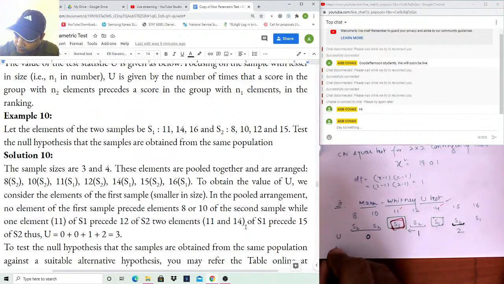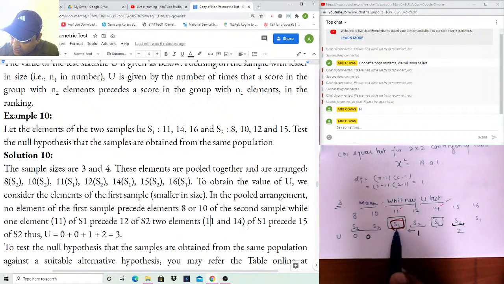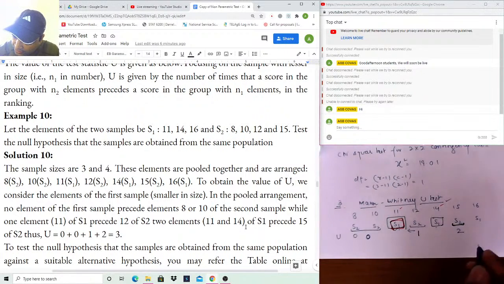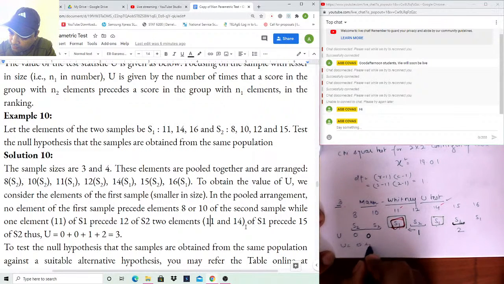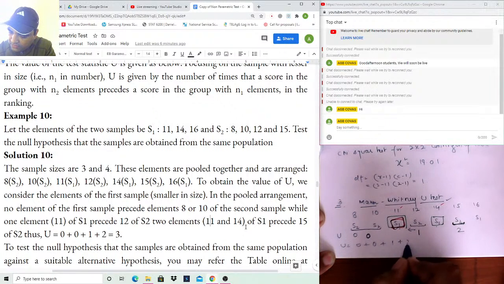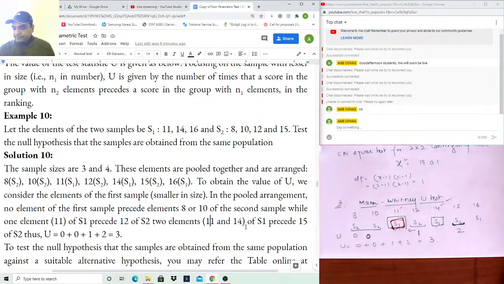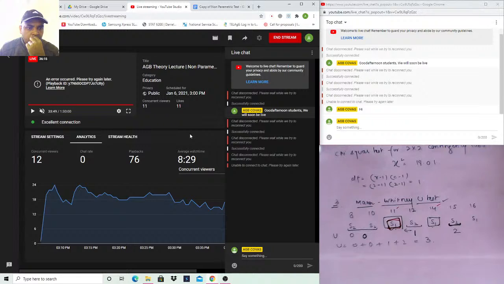So this U, this will also be 0, because before this S2 there is no S1, before this S2 there is no S1, before this S2 one S1 is there, before this S2 there are two S1s there. So 0, 0, 1 and 2. So this U will be equal to 0 plus 0 plus 1 plus 2. So it will be equal to 3. Okay. So this is how this U value is calculated.